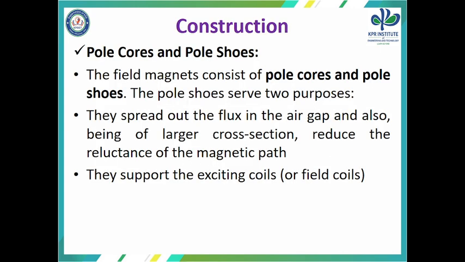Next we have pole cores and pole shoes. The field magnet consists of the pole core as well as the pole shoes. The pole shoes serve two purposes. They spread out the flux in the air gap, and also, having a larger cross section, they reduce the reluctance of the magnetic path. They also support the exciting coils.